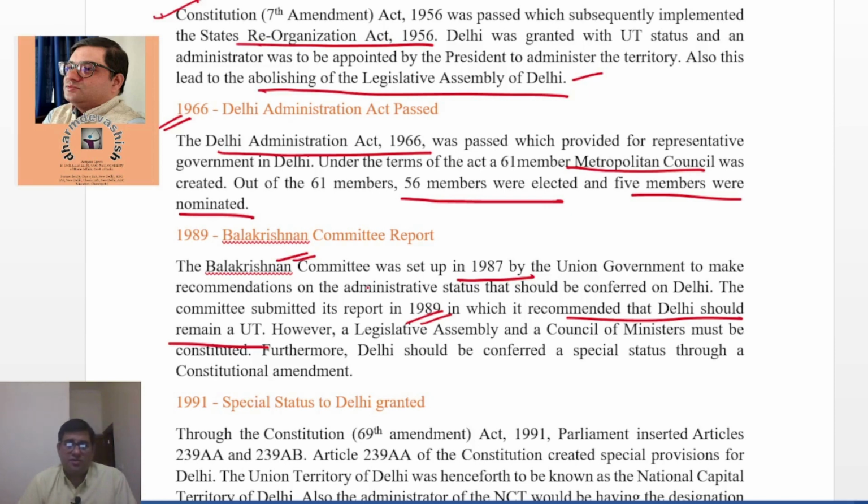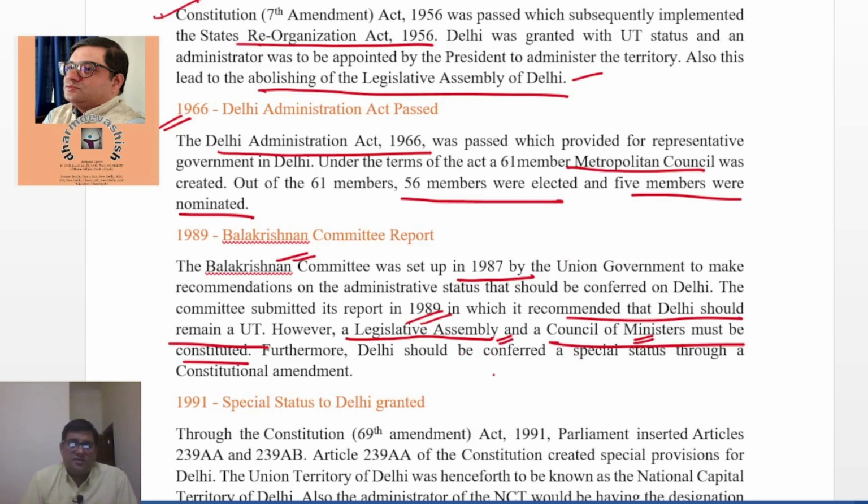should remain as UT. However, now we see an important point coming into the picture, that a legislative assembly and a council of ministers must be constituted. So a legislative assembly which had its birth in the year 1951, its demise in the year 1956, and then again in the year 1966 the Metropolitan Council coming into picture, and by the year 1989 recommendations are again surfacing, again saying that a legislative assembly should be constituted, and not only a legislative assembly, a council of ministers should also come into picture.